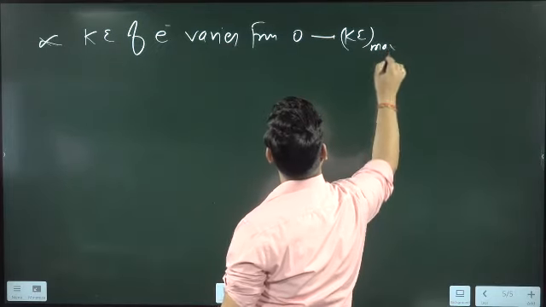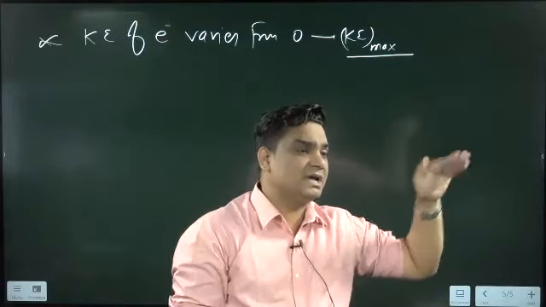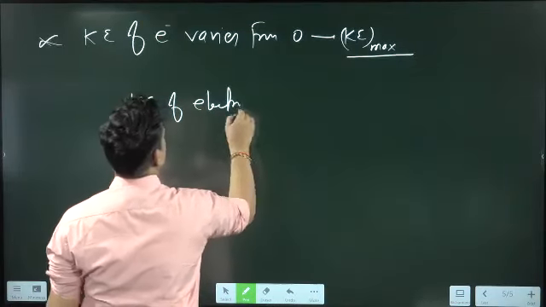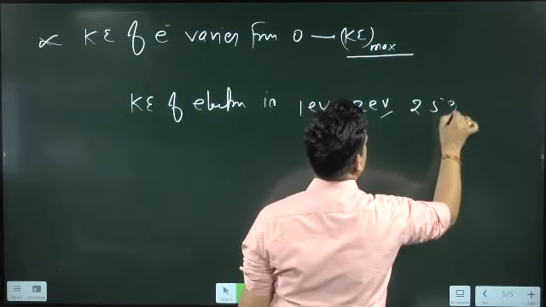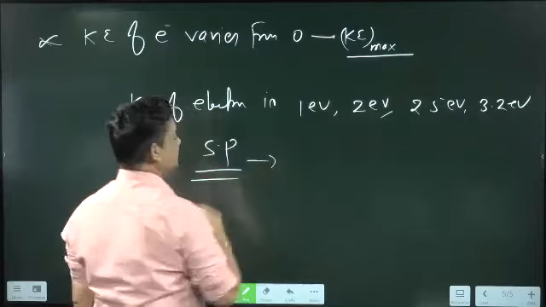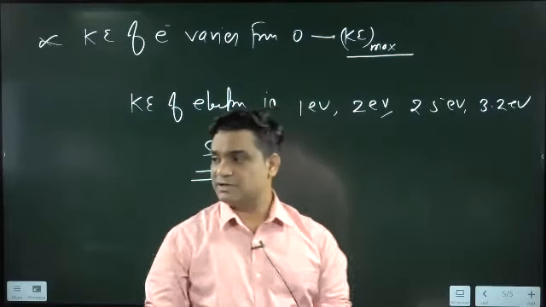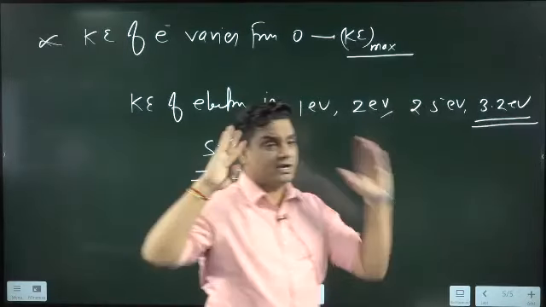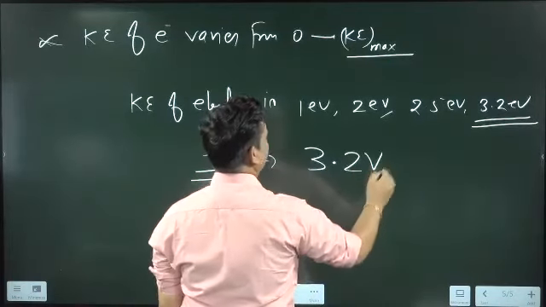Those electrons which are coming from the surface have the maximum kinetic energy, and those coming from the interior have zero. Suppose I give you K of electrons as 1 eV, 2 eV, 2.5 eV, 3.2 eV. What is the stopping potential? The stopping potential is decided by the maximum kinetic energy electron you have to stop. The maximum here is 3.2. If you are able to stop this one, all will be automatically stopped. So the stopping potential should be 3.2 volt.